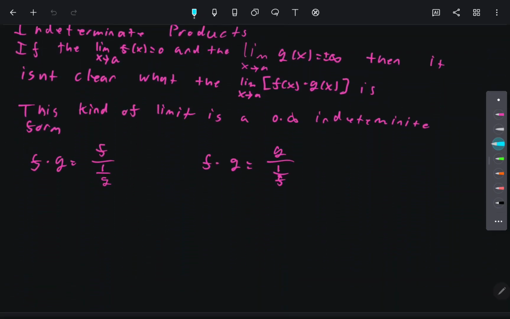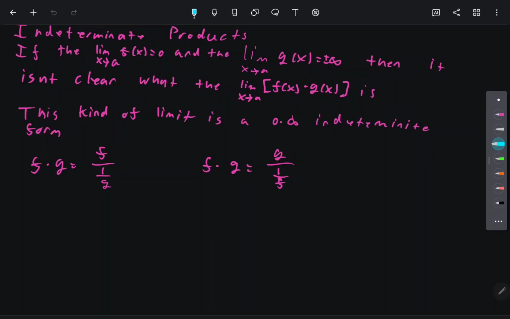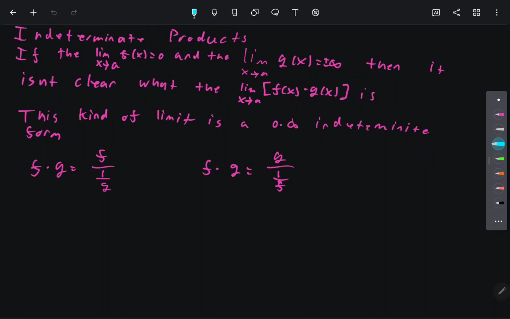So now we're moving on to a bit more of an interesting topic here. So if the limit as x approaches a of f of x is equal to 0, and the limit as x approaches a of g of x is equal to plus or minus infinity, then it isn't clear what the limit as x approaches a of f of x times g of x is. This kind of limit is a 0 times infinity indeterminate form.